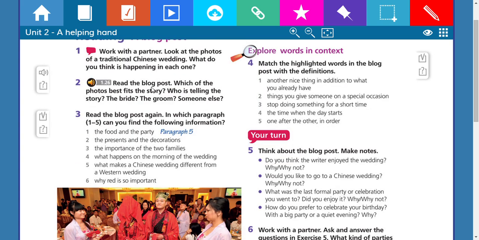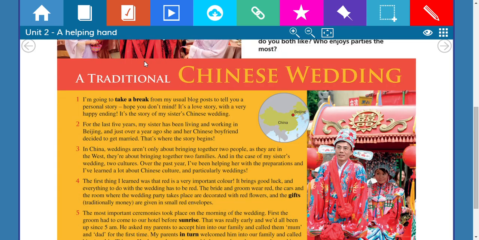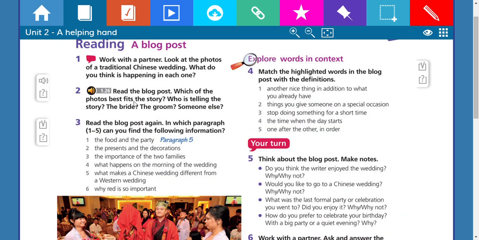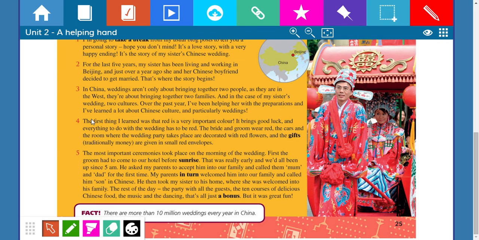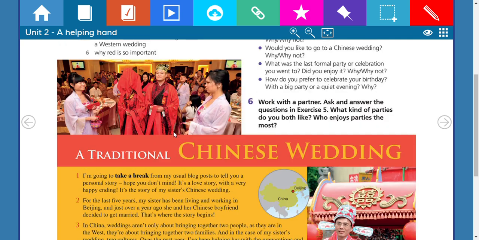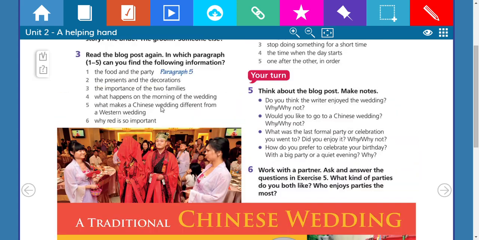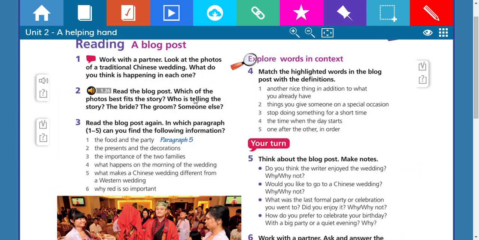Okay, listen, read the blog post. Which of the photos best fits the story? Who is telling the story? The bride, the groom, or someone else? Here you have two questions, no? First of all, read the blog post. So this is the blog post, okay? And then it says which of the photos best fits the story. So, according to this article, which is the best picture for it? Number one or number two? Okay, and then it says who's telling the story?